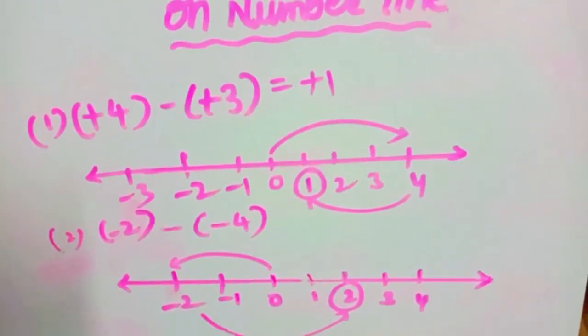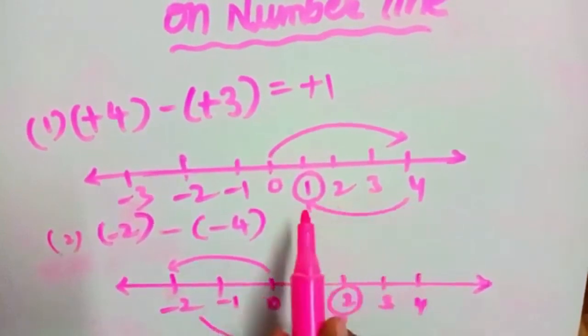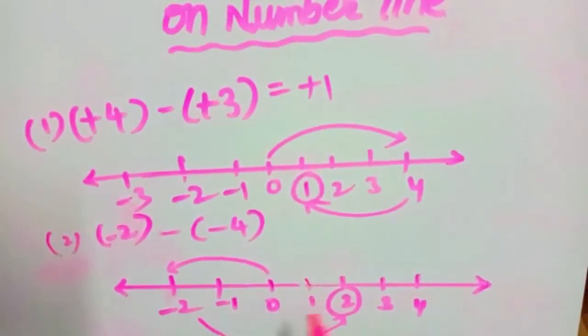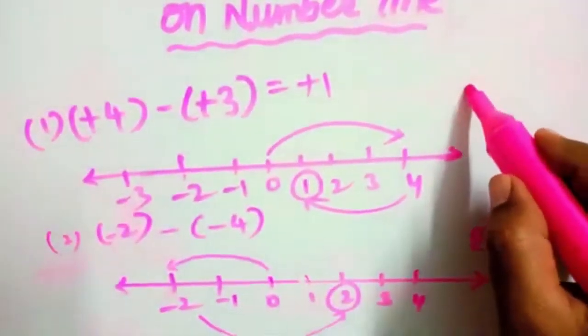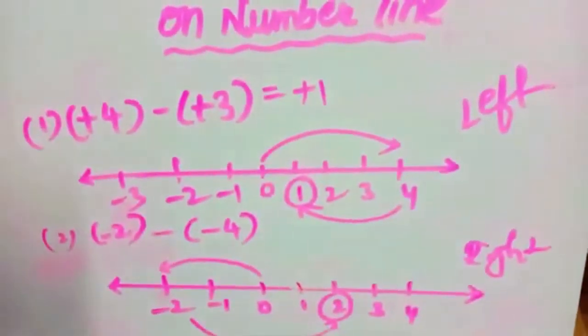Thus, each time you subtract a positive integer, you should move to the left side on the number line. But if you are subtracting a negative integer, you should move to the right side on the number line. So this is completely opposite to the addition of integers on the number line.